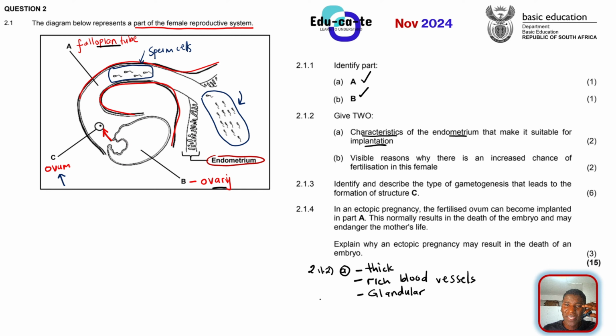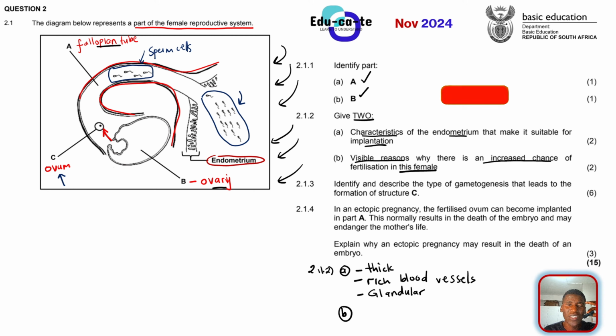And then now they say they want visible reasons. Now they say give two. They want two visible reasons why there is an increased chance of fertilization in this female. Guys, they said, why is there an increased chance in this female, the female that we have been provided for? We have been given her reproductive system. We are talking about this female's reproductive system, not any other female.